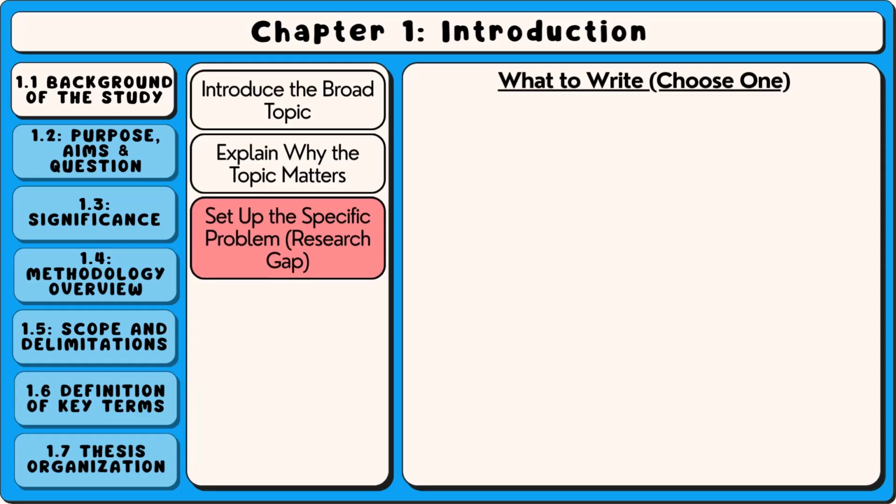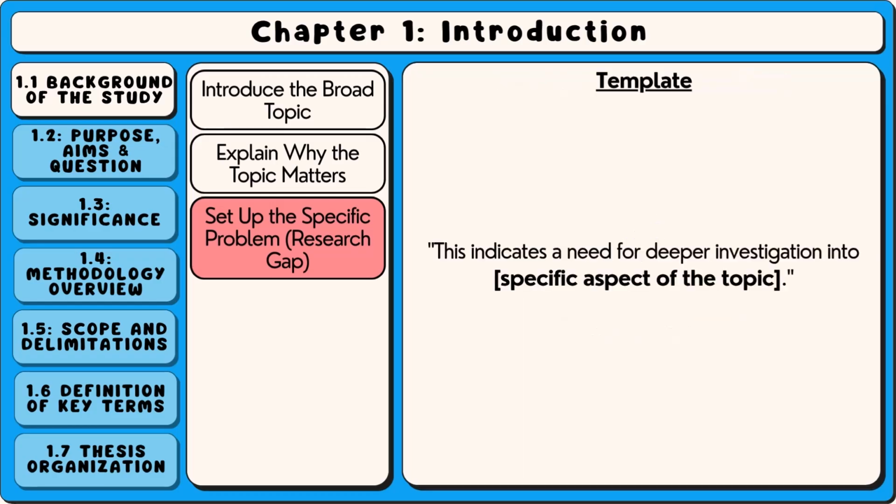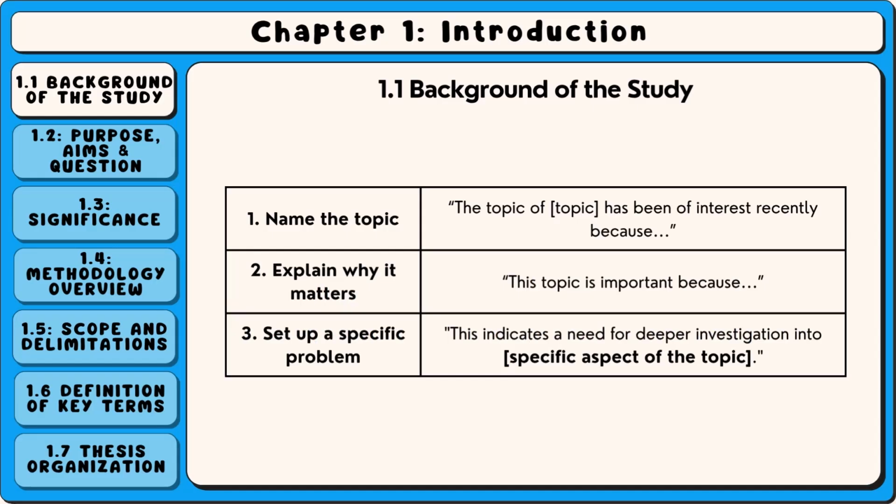Our third step in the background of the study section is to set up your specific problem or research gap. All you need to do is say what the problem is that your thesis will address. Here's a template. It says, this indicates a need for specific, deeper investigation into a specific aspect of the topic. Let's look at how the sample wrote this third step. It says, these developments point to the need for deeper investigation into how generative AI is affecting work in the professions. Okay, that brings us to the end of the first subsection of Chapter 1 called Background of the Study.